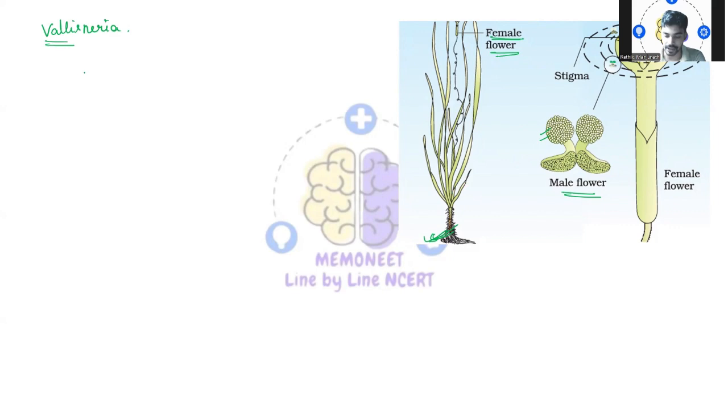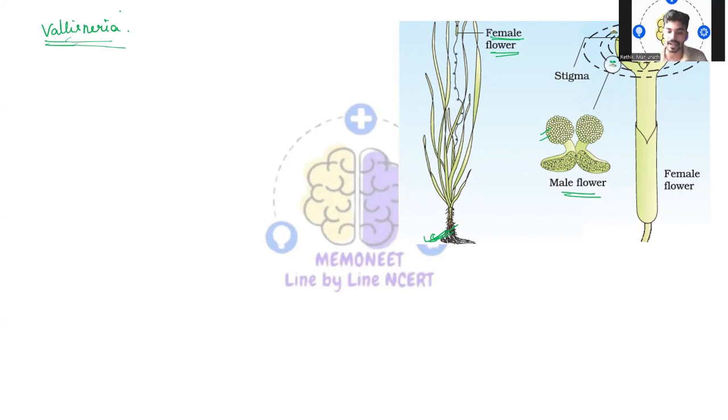So this was all about Vallisneria. Both will actually come onto the surface of the water. That means the female flower reaches the surface of the water, and the male gametes are released on the surface of the water. The male gametes, that is the pollen grains, are carried through the water current, and later on reach the stigma of the female flower, and fertilization happens.